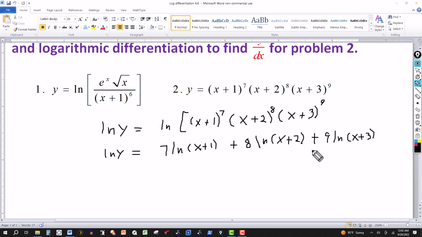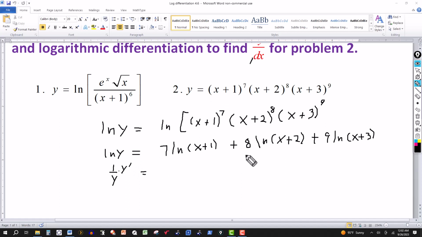Now we're ready to take the derivative. So on the left side, I have ln of y. I'm going to take the derivative of that. That would be 1 over y. And then we use the chain rule. y is a function of x, so then we multiply this by the derivative of y. That's y prime, or dy over dx here.